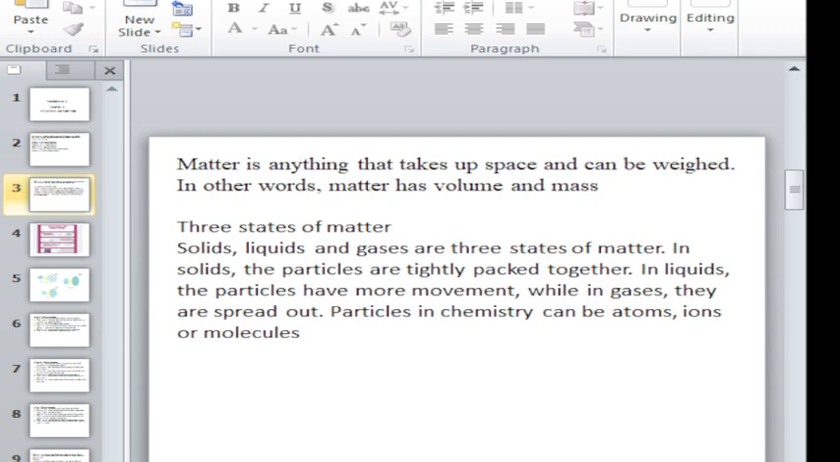So in our first subtopic, we are going to define matter. Matter is anything that takes up space and can be weighed. In other words, matter has volume and mass.